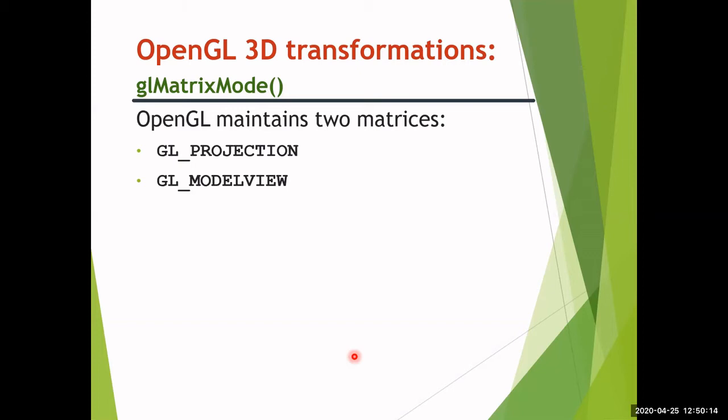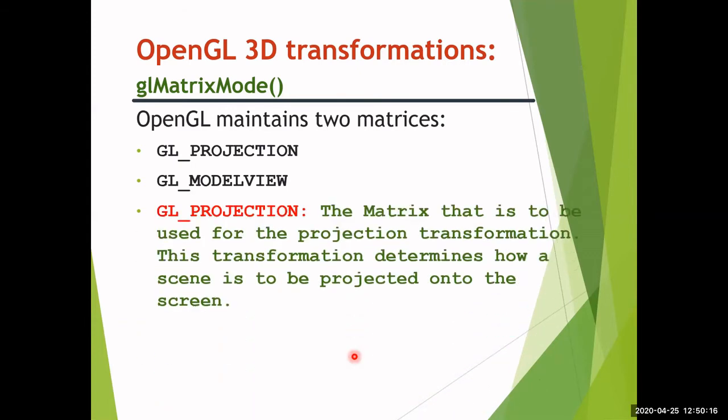So what do projection and model view say? GL_PROJECTION says that the matrix is to be used for the projection transformation. This transformation determines how a scene is to be projected onto the screen. How a scene is projected onto the screen is defined by two kinds of functions, whether it is an orthogonal function or a perspective function. We will learn this in the fourth module.